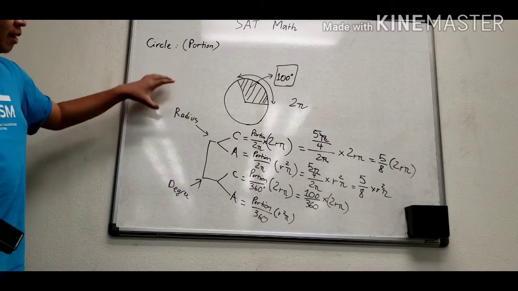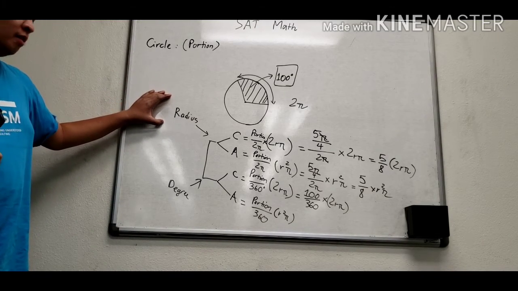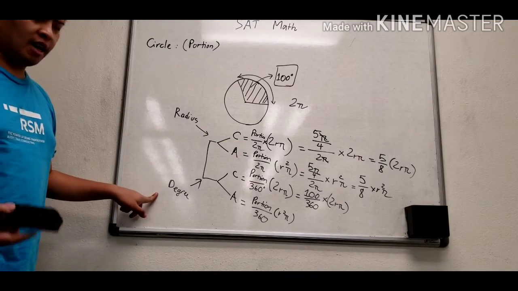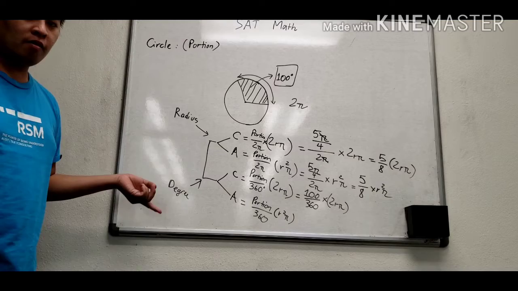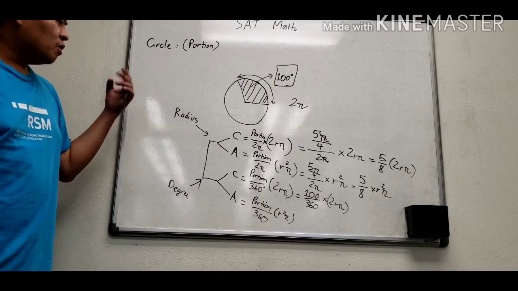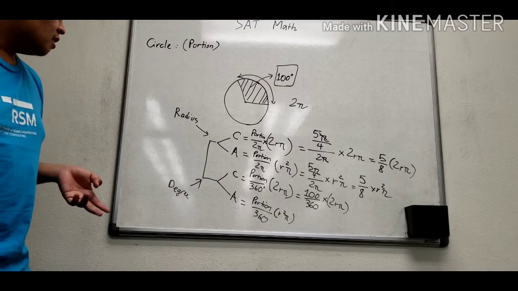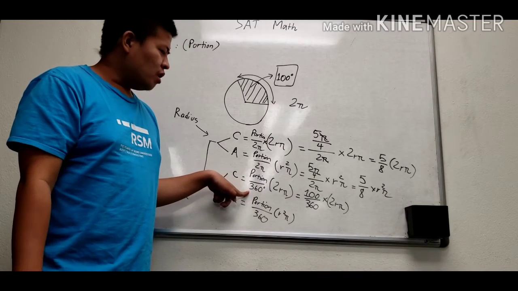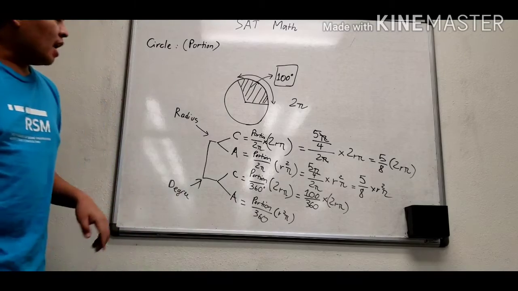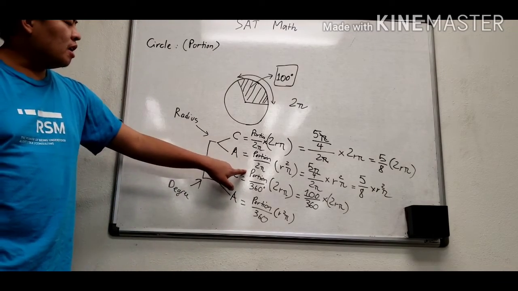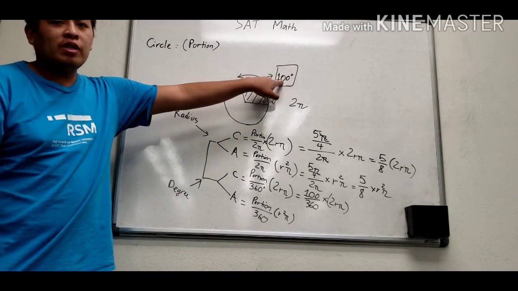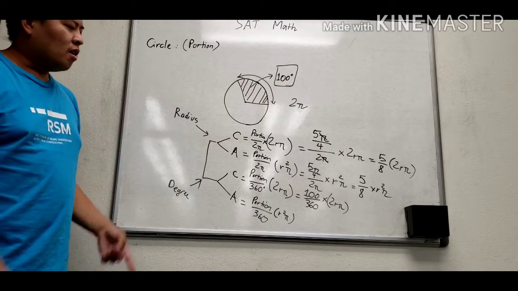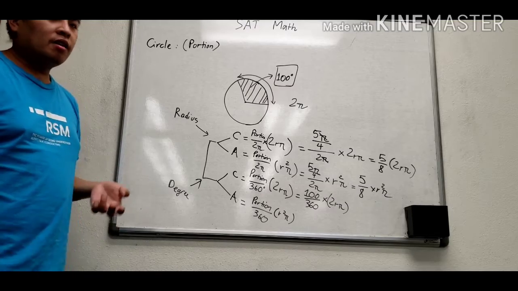So if the question asks about the radius, we will have the 2 pi here. If the question gives the degree, like 100 degrees, 45 degrees, 200 degrees, something like this, the whole circle is 360 degrees, and then you input the portion from the given question, and you can answer very simply to find the circumference and area of the circle.